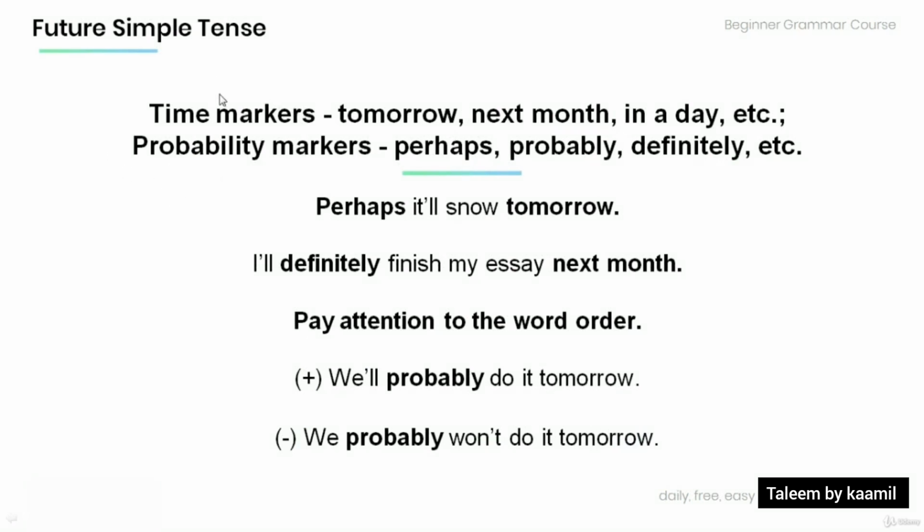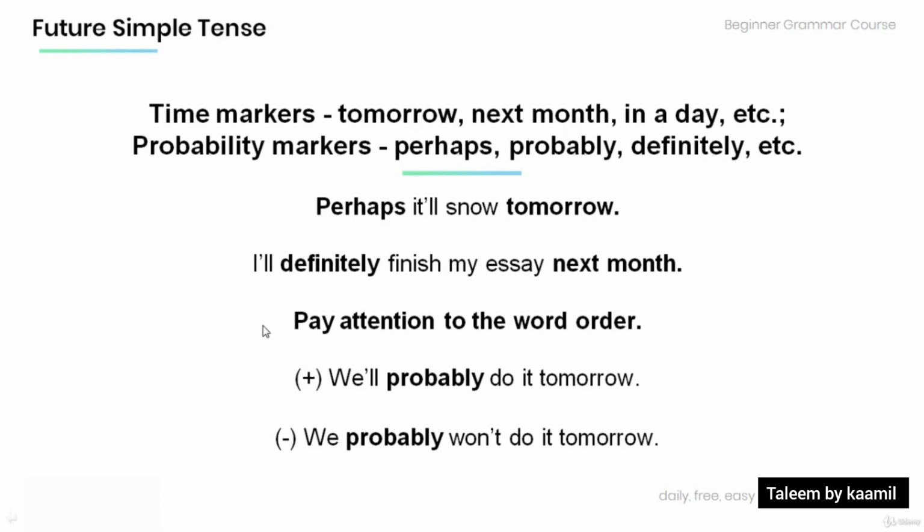Let's have a look at time markers and probability markers. Time markers: tomorrow, next month, in a day, etc. Probability markers: perhaps, probably, definitely, etc. Have a look at the following examples. Perhaps it'll snow tomorrow. I'll definitely finish my essay next month.